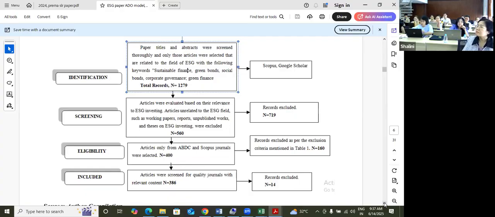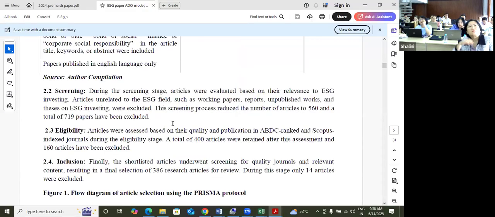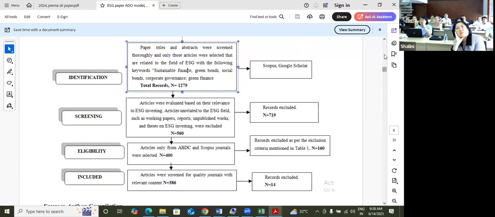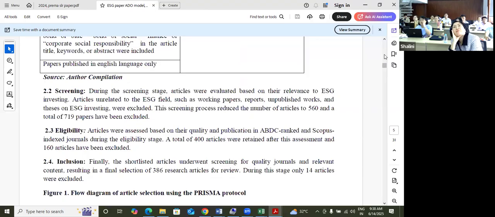Let me tell you one thing, again. You have made the figure, but you need to write for this as well. All the stages have to be explained above in narration. That is a very, very important thing. Just look at this. We have screened the articles, eligibility, inclusion, and this is how we move about it. So we have made the figure, and at the same time, we have the writing part of it as well.